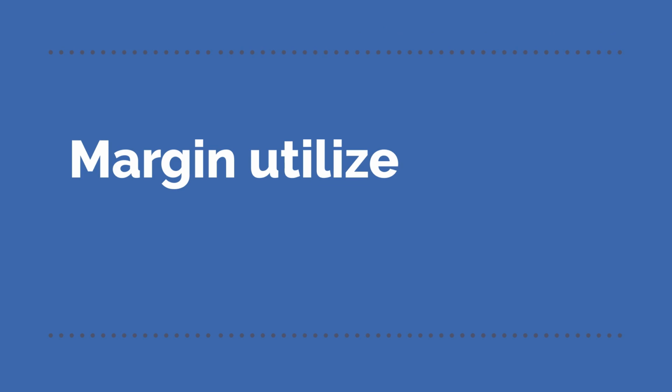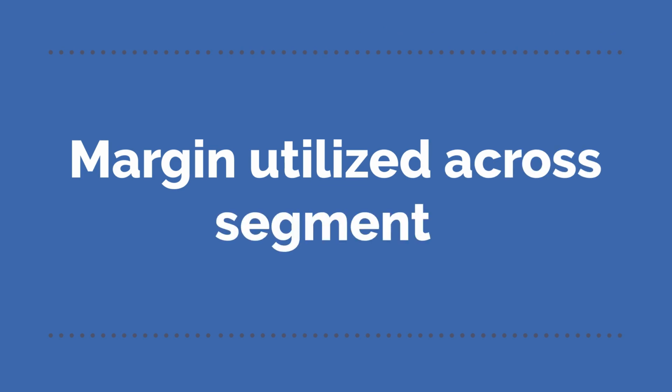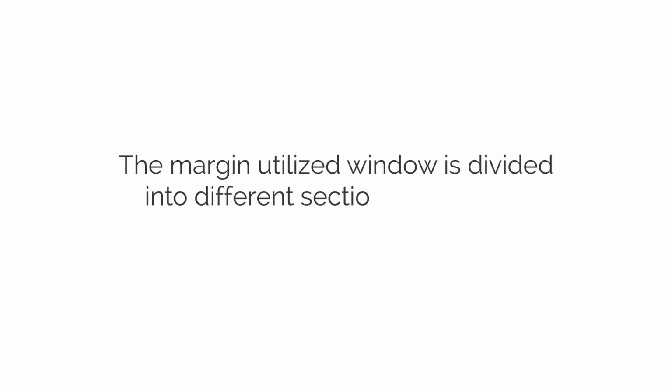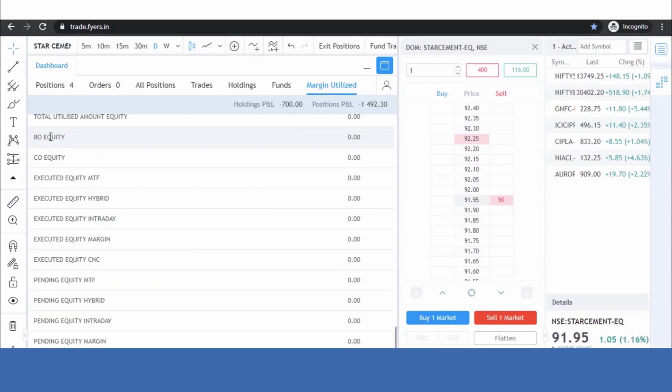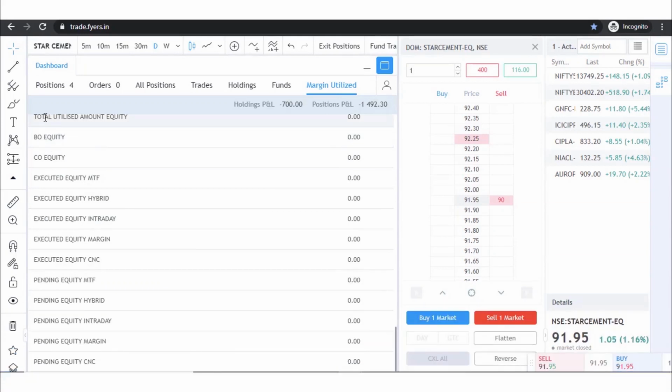Margin utilized across segments. The margin utilized window is divided into different sections for ease of understanding. The segments are as follows. First, equity. This includes all equity orders and trades, including margins blocked for delivery trades, intraday, cover orders, bracket orders, etc.